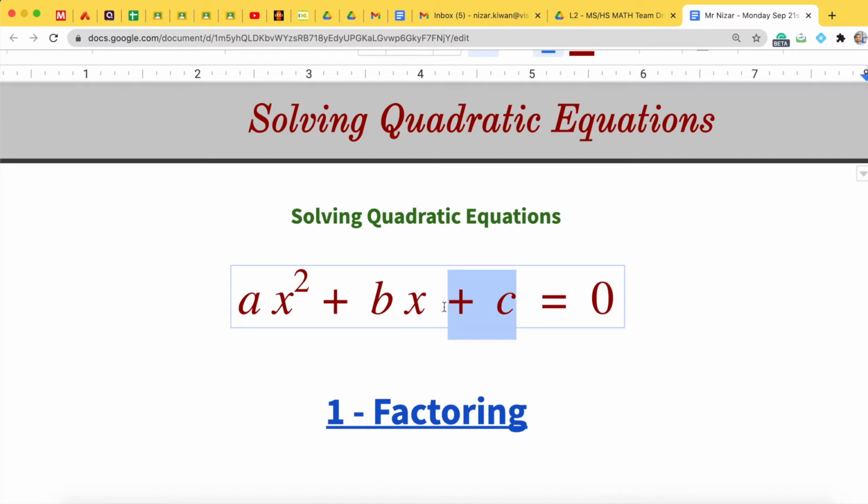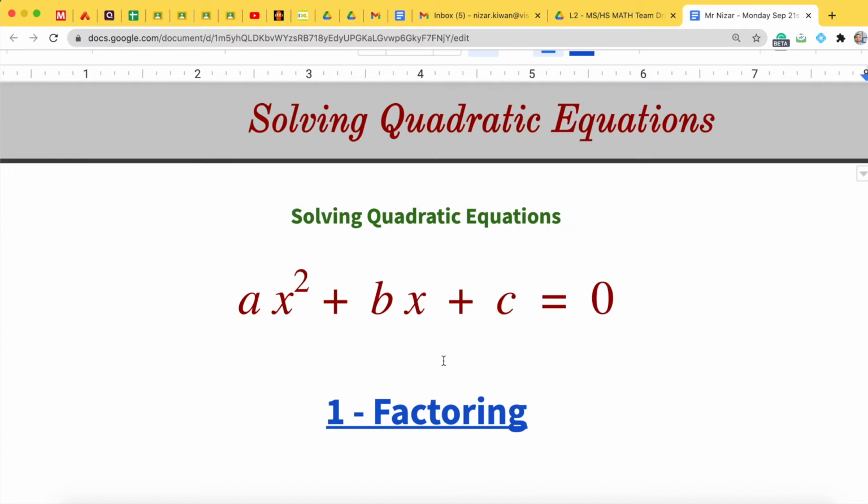Sometimes it has two terms. If c is 0, we will have just a and b. If b is 0, bx will be eliminated because 0 times x is 0, so we will have only a and c. But normally it has three terms. And the secret here is equals to 0. It must be like that, equals to 0.